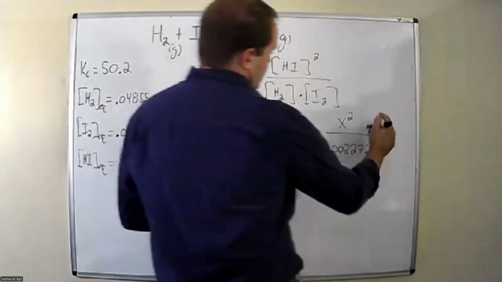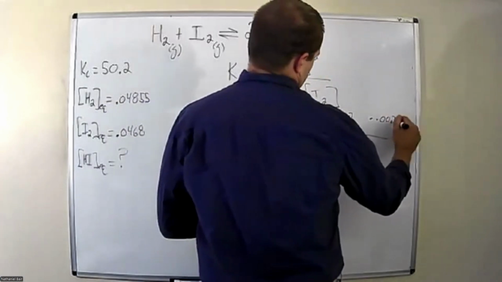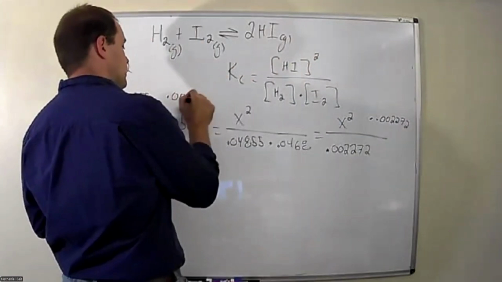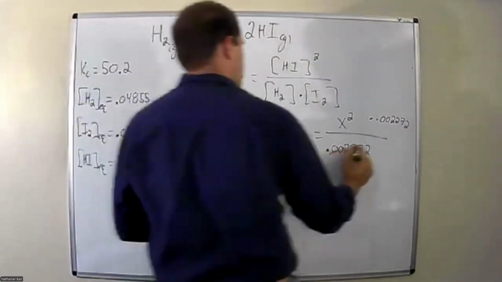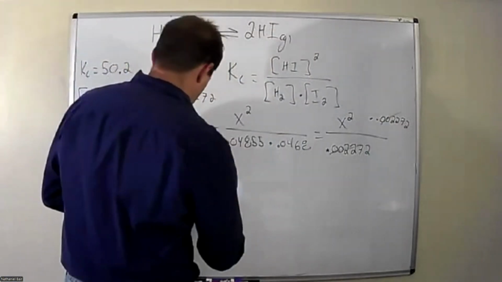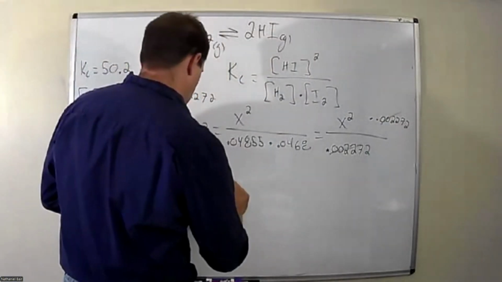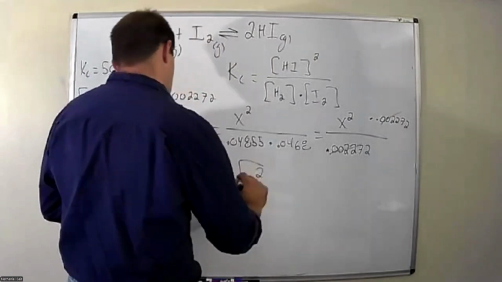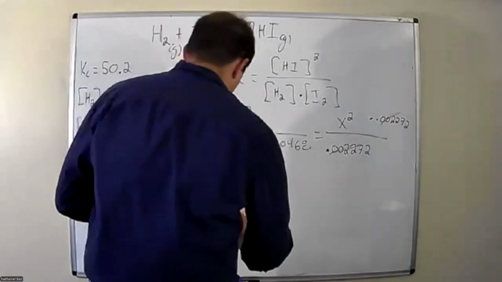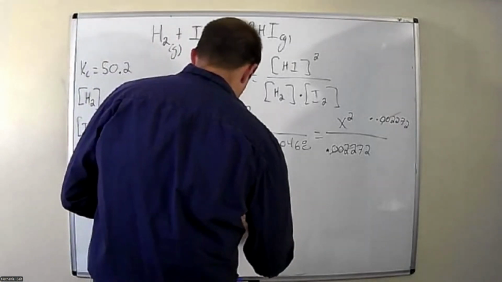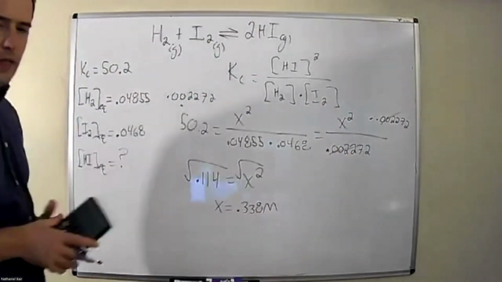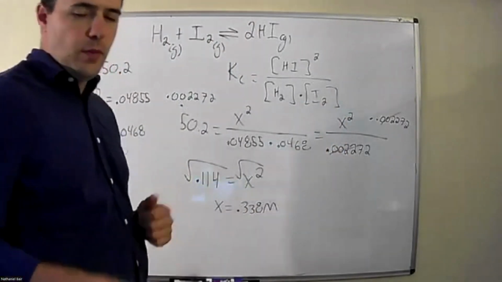So I'm going to multiply both sides by 0.002272. And we get 0.114 equals x squared, and now we just need to take the square root of that. And we get that X equals 0.338 molar. The equilibrium concentration of HI must be 0.338 molar.